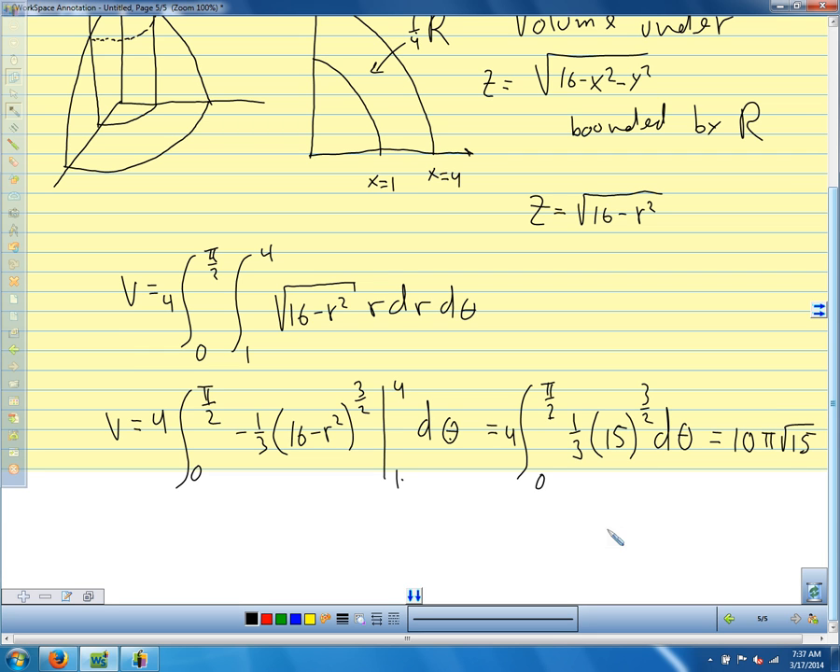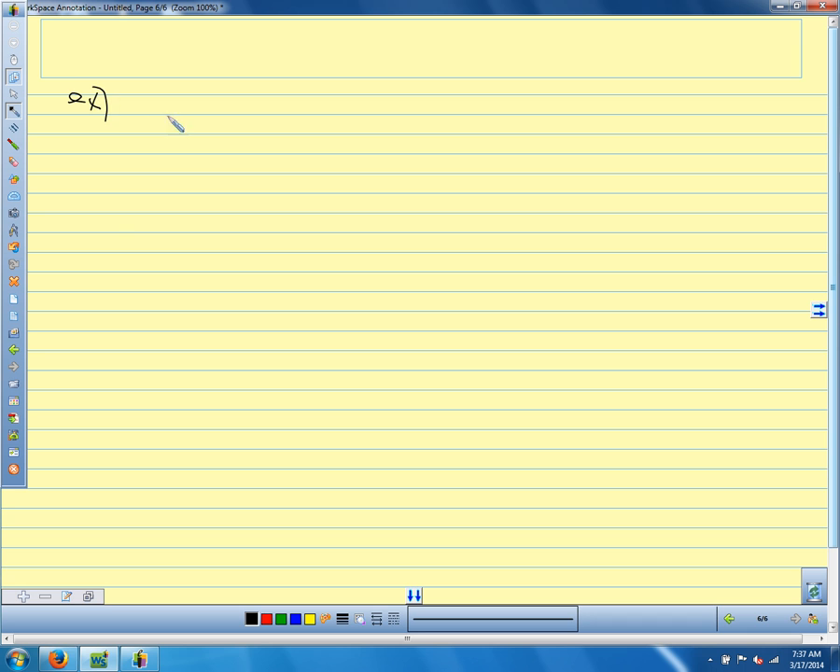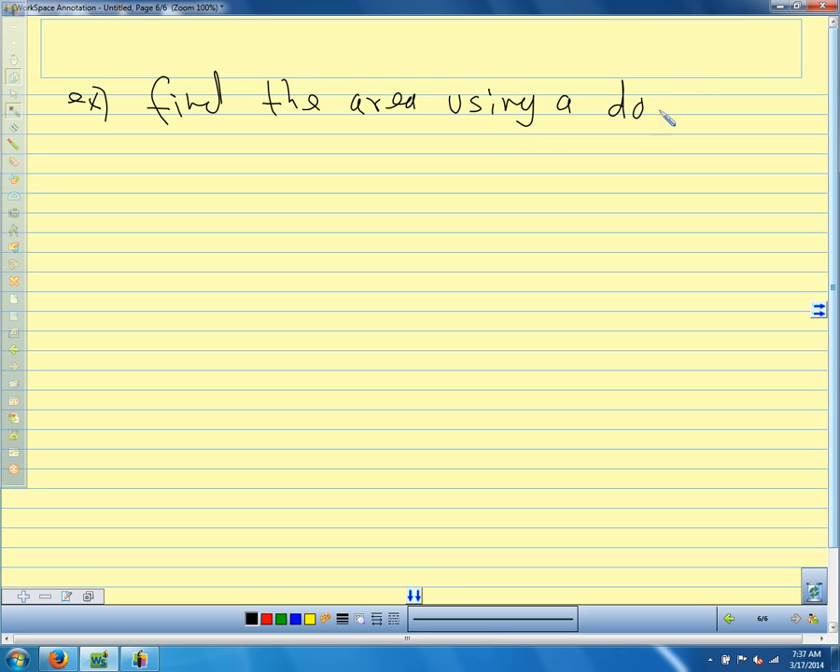Questions there? All right, let me pick out another one here. All right, let's find the area using a double integral. We're finding the area of r equals 3 cosine 2 theta.